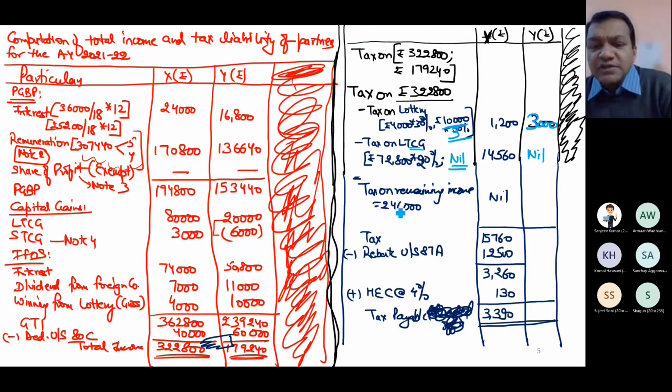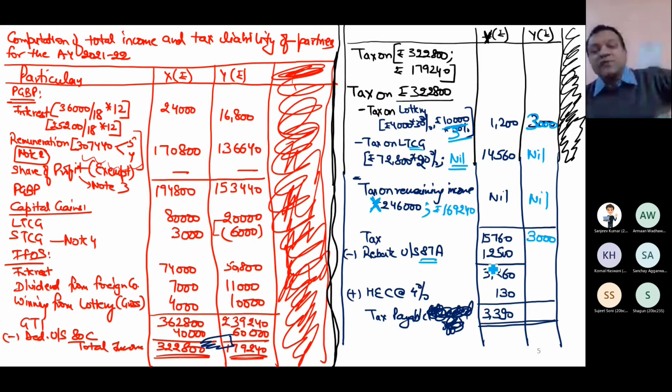Remaining income. Can you tell me how much is remaining income? This was of X. How much is the Y's remaining income? 179,240 minus 10,000. So the remaining income is 169,240, on which tax is nil because it is less than exemption limit. 3,000. How much is rebate? 12,500 or 100% of tax, whichever is less. 3,000. Nil, nil, and nil.